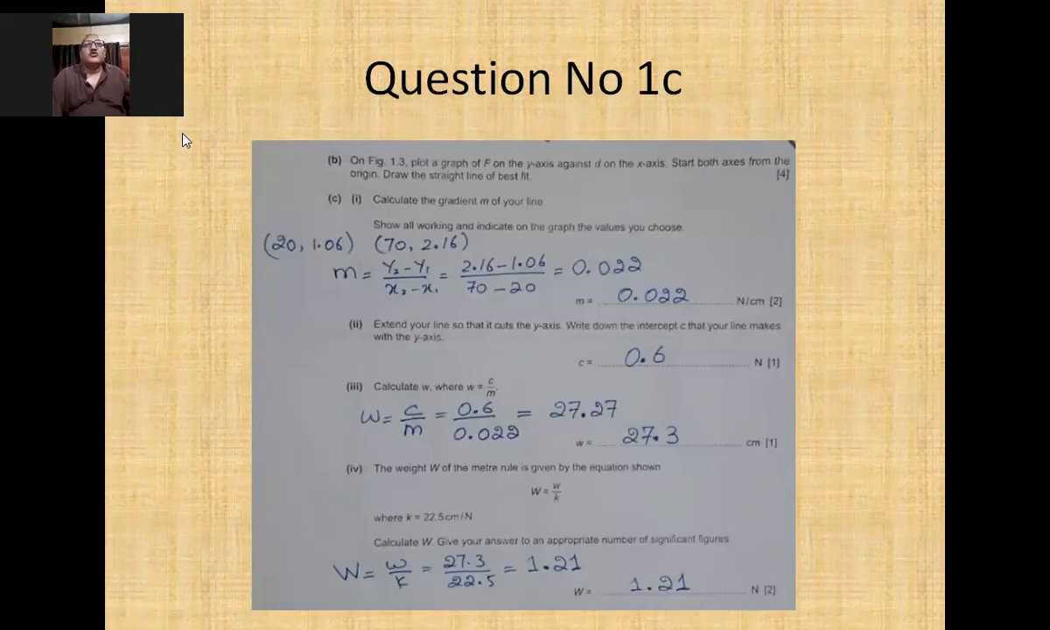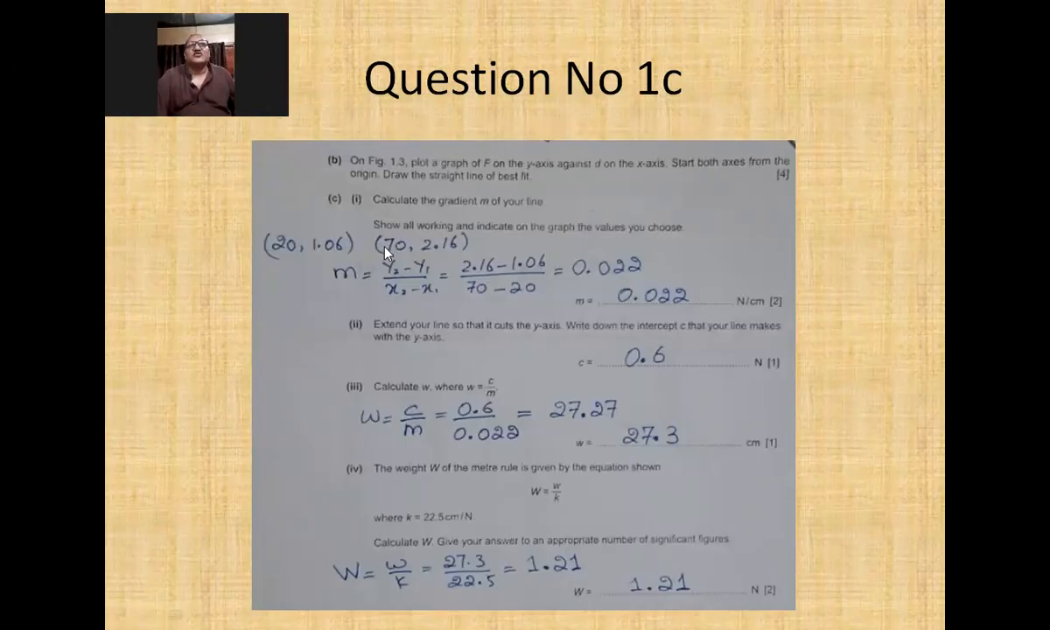Okay. So here you can see that that's the C first part. I've taken 2 points, 20, 1.06 and 70, 2.16. The gradient will be y2 minus y1 divided by x2 minus x1. You have learned in your mathematics. So 2.16 minus 1.06 in the numerator, and in the denominator we will write 70 minus 20. So the answer will be 0.022. So the gradient of this graph is 0.022. It's a 2-mark question. Very simple and straightforward question.